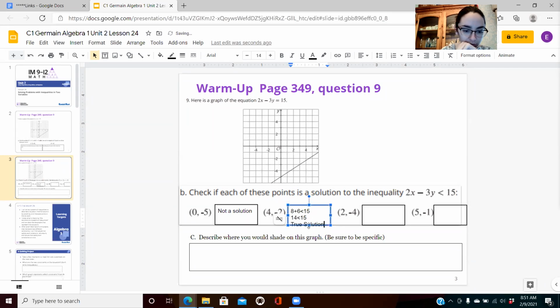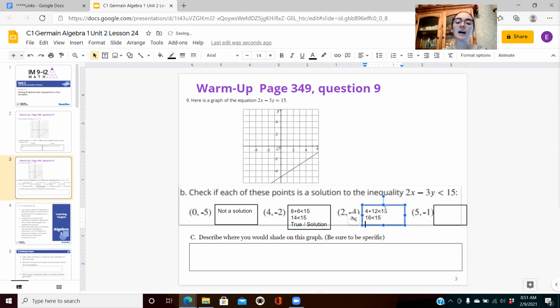I'm going to say true, a solution, because that's what it would be. Okay, it's true. Now when we look at 2, negative 4, it would be 2 times 2, which is 4. Negative 3 times negative 4 is 12, plus 12 is going to be less than 15. What is 4 plus 12? Very good, Nassim. It's 16, and 16 is less than 15.